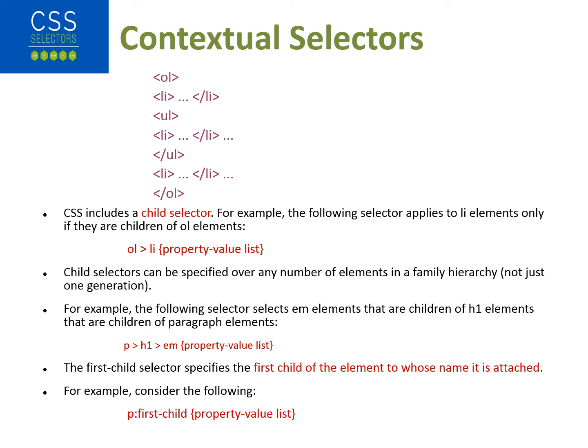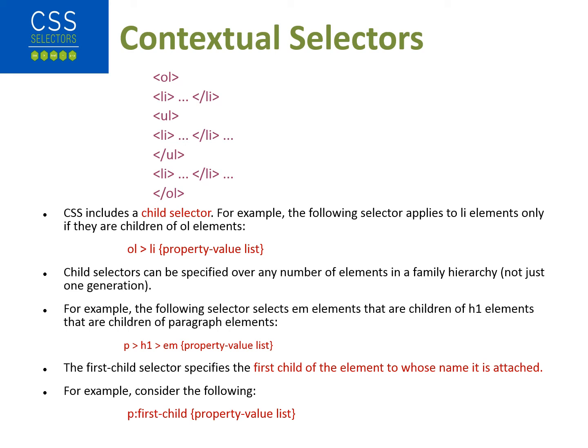So here the situation is that the rule should be applied only when LI is a child of OL. So this property value list should be applicable only for the elements of an ordered list. We have an example. In this example, you can see that an ordered list is started with a first list item. Then an unordered list is started with another list item. One list item is there. Then the unordered list is closed. Then another list element is placed. After that, the ordered list is closed.